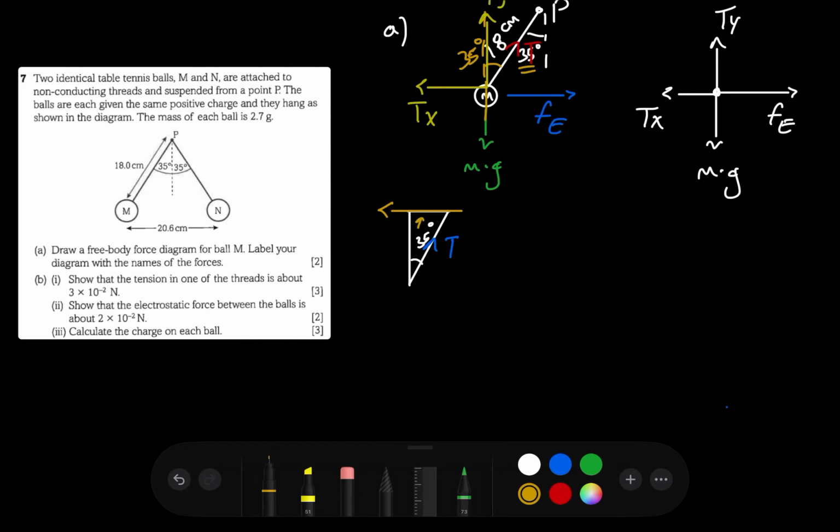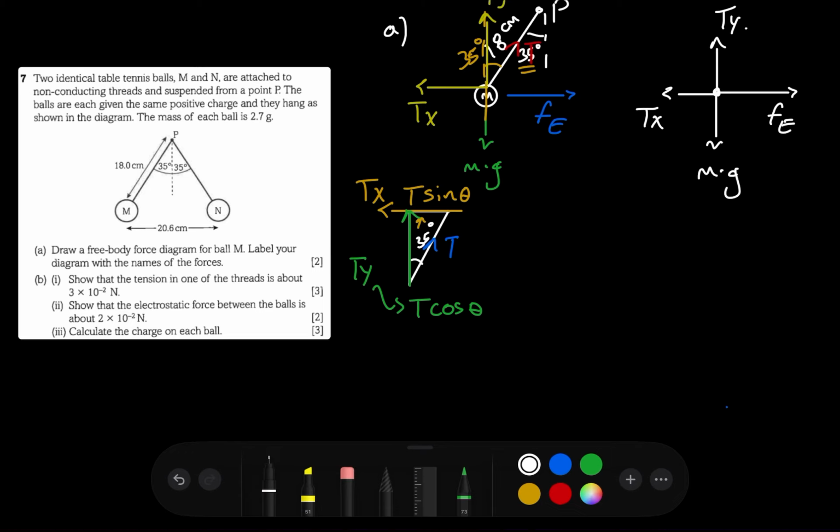Now, this one is opposite to 35. Any side that is opposite to the original angle theta will take sine, because sine is opposite over hypotenuse. So this side becomes T sine of theta. That is your component in the X direction. However, the component in the Y direction, which is going to be the green line, or Ty, is adjacent to 35 degrees. And any side that's adjacent will take cosine when you're trying to solve for its component. So this side becomes T cosine of theta.